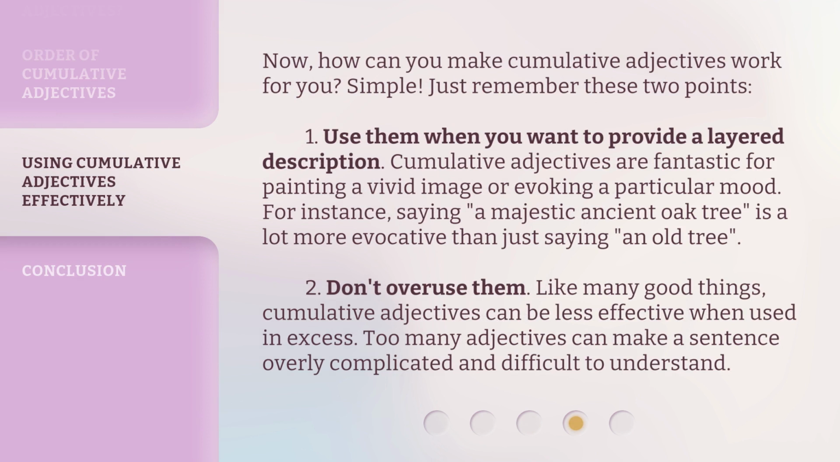Now, how can you make cumulative adjectives work for you? Simple. Just remember these 2 points. 1. Use them when you want to provide a layered description. Cumulative adjectives are fantastic for painting a vivid image or evoking a particular mood. For instance, saying, "a majestic ancient oak tree," is a lot more evocative than just saying, "an old tree." 2. Don't overuse them. Like many good things, cumulative adjectives can be less effective when used in excess. Too many adjectives can make a sentence overly complicated and difficult to understand.